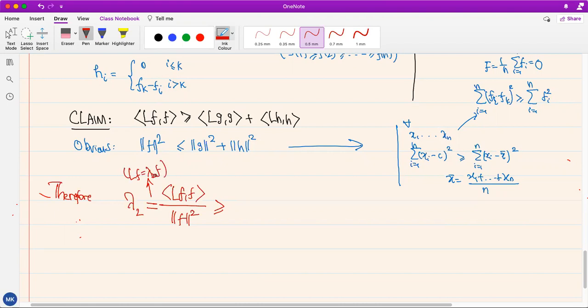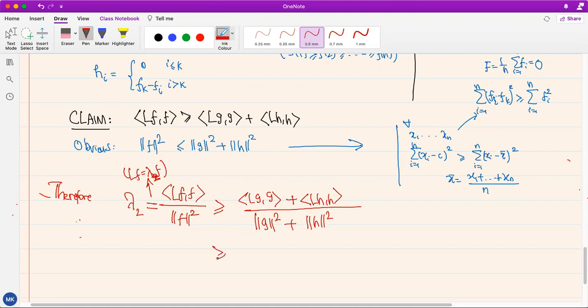Okay, here I am not using all this. But now I will use the claim. The numerator is greater than or equal to LG inner product G plus LH inner product H, and divide by norm G square plus norm H square. Because the numerator is greater than, the denominator is smaller than or equal to, so we get this.